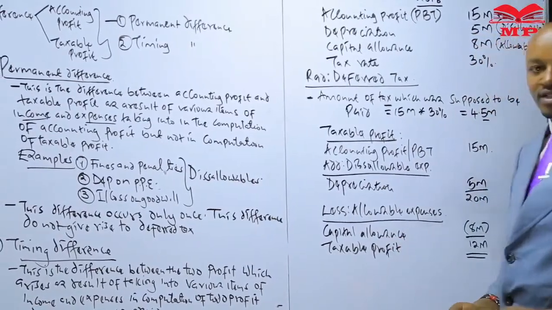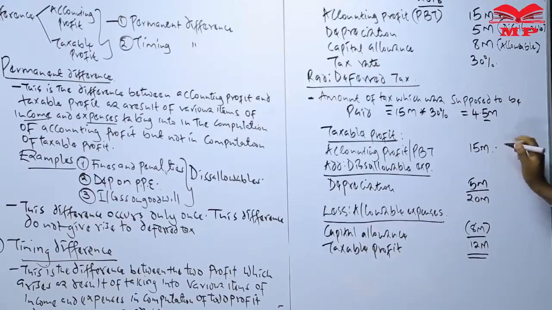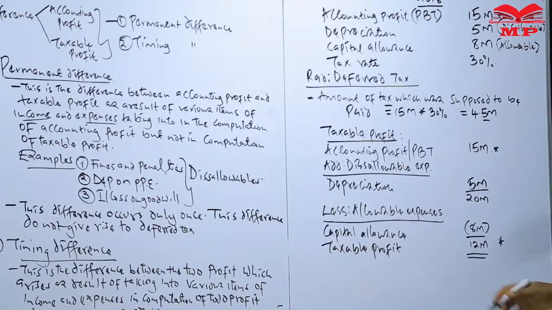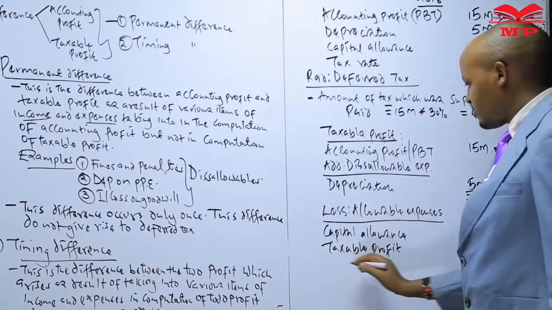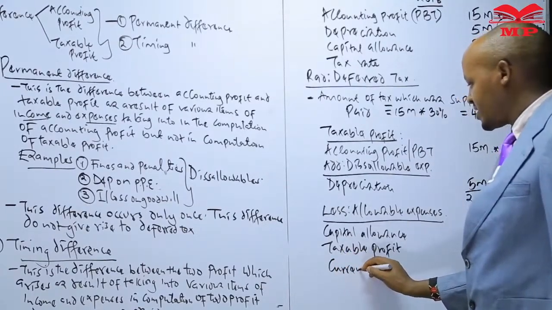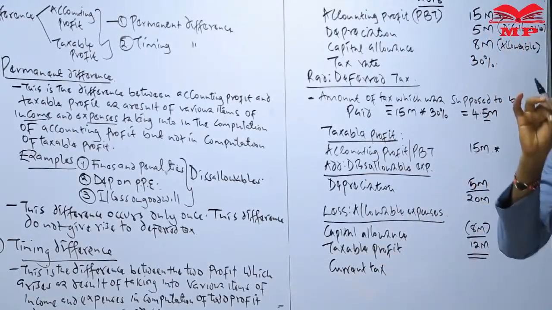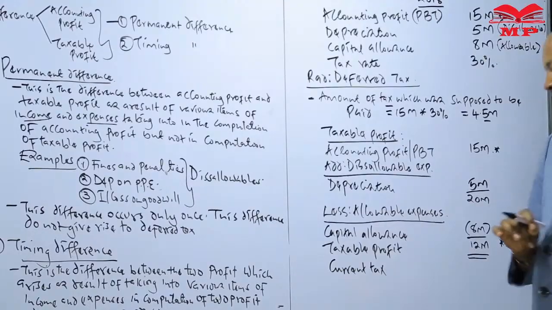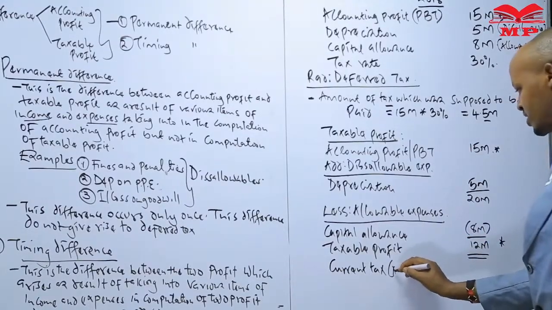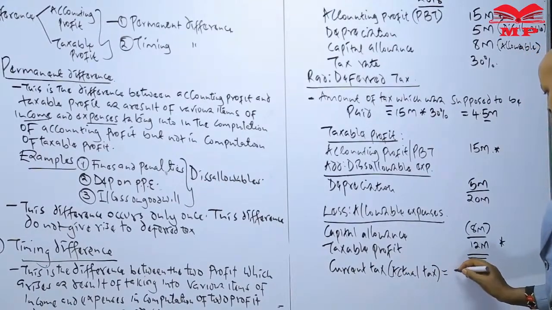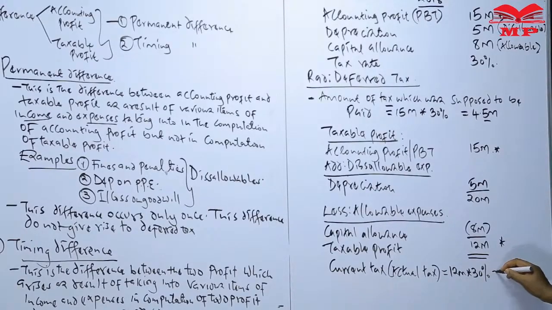Basically, you can see that our accounting profit, which is 15 million, is different from the taxable profit, and therefore using this taxable profit, we can compute the current tax. Remember, from our definition, we have said that the current tax is the actual amount of tax which is supposed to be paid. So the actual tax will be equal to 12 million times the tax rate, which is 30%, and this will give us 3.6 million.